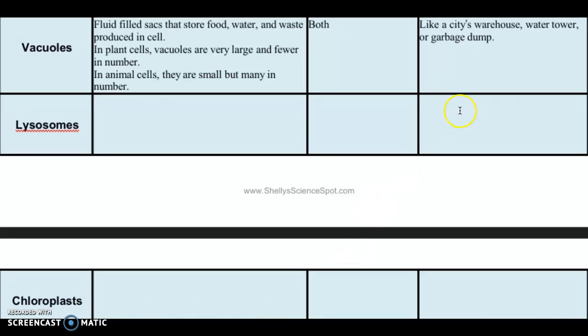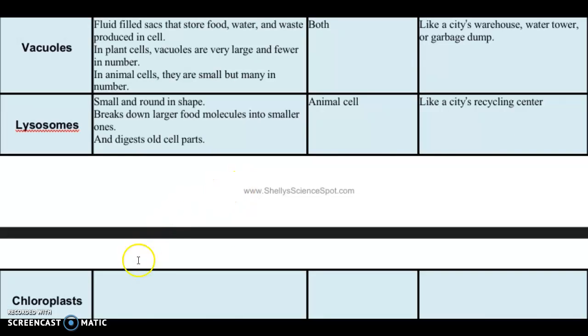And if you had to compare it to an actual functioning city, I would say that this is kind of like a city's recycling center. So it's breaking down larger food molecules into smaller ones, and it's recycling cellular parts that are no longer working, or eating them up and breaking them down. Now let's try and answer those questions. There we go. And the last one that we have is something called a chloroplast.